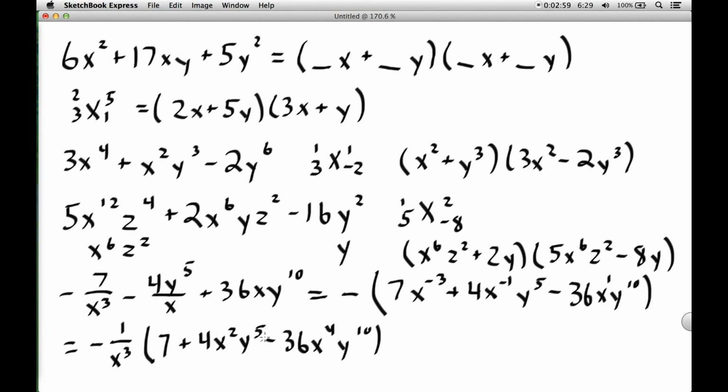And now we can factor with the coefficients 7, 4, and negative 36. So factors of 7, and now we got to find the right factors of 36. There we go. That's negative 14 plus 18 is positive 4. So now we have in front of the whole problem negative 1 over x cubed. Actually, doing what we did in the other problems, let's just put the negative in front of the whole thing, and then put everything that we're factoring in the numerator, since it's being multiplied by just 1, all over x cubed.